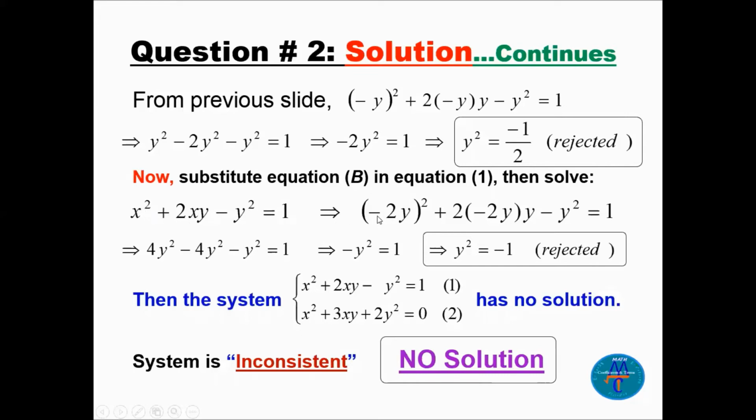Now go to equation B from the previous slide, which is minus 2y. Put it in the x here. So minus 2y squared, 2 minus 2y, y minus y squared. This is equation 1. When you simplify it, you get 4y squared minus 4y squared minus y squared equals 1. And then minus y squared is equal 1. When you multiply on both sides, you get y squared is equal negative. Also rejected. So no solution. When we have no solution at all, then we call the system inconsistent.